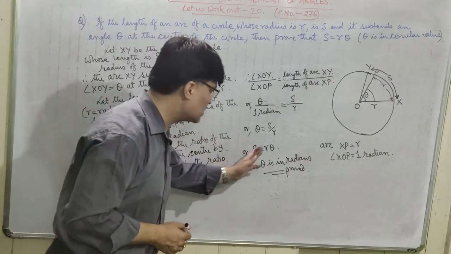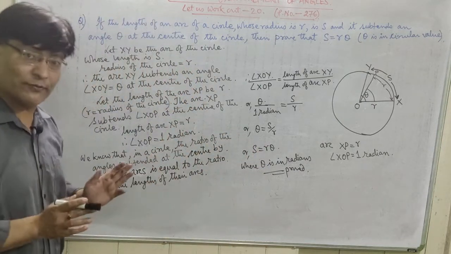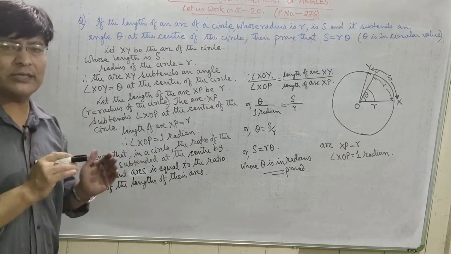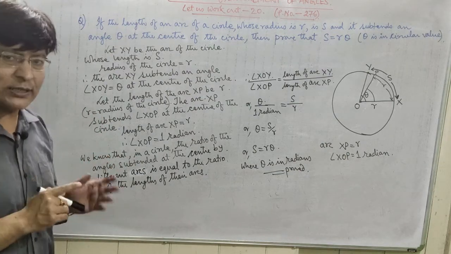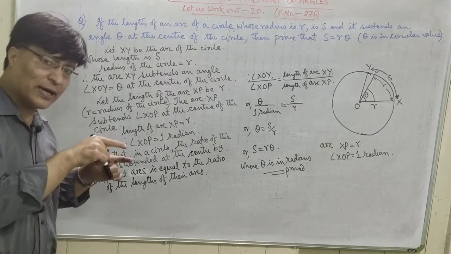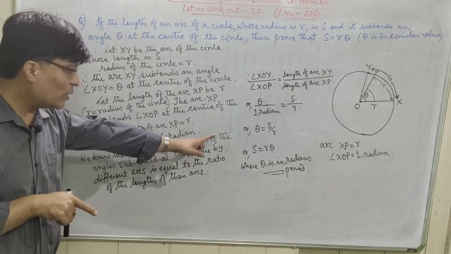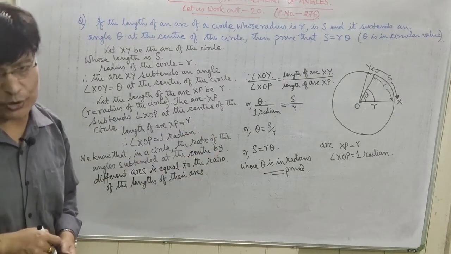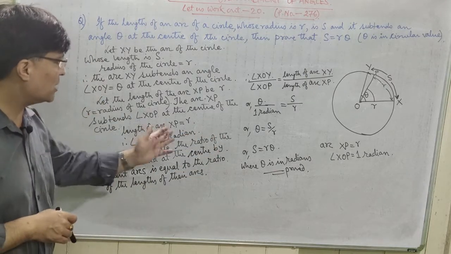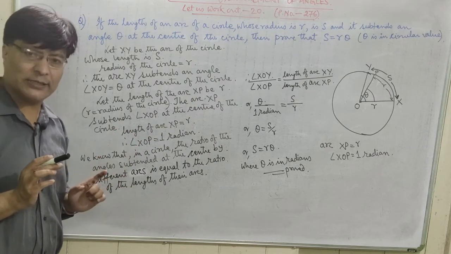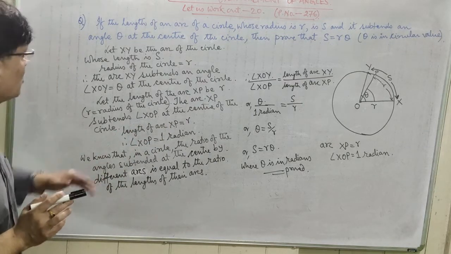This question is very, very important, and this formula is also very, very important. You have to remember that S is equal to R theta. S is the length of an arc. Theta is the angle that the arc subtends at the center of the circle. And R is the radius of the circle. Is that clear? So you have to remember this formula, S is equal to R theta. You can copy it.